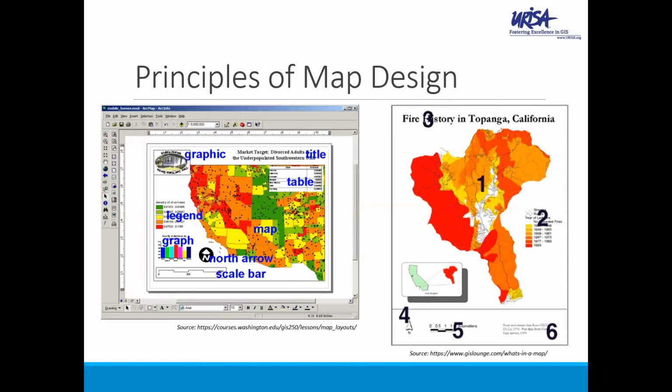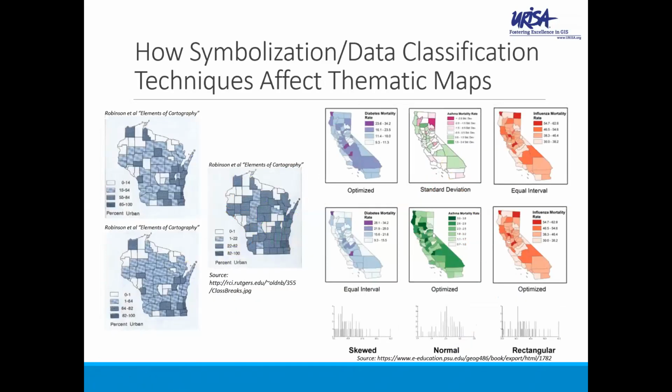There's so many important principles of map design. The ones I have listed should prompt you or remind you of the others. And it's the fifth key element for cartography and visualization. The sixth and final key element is how symbolization and data classification techniques affect thematic maps.